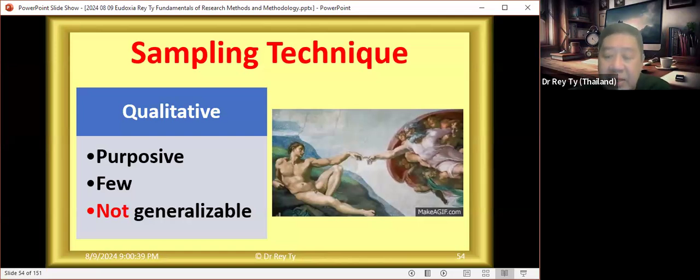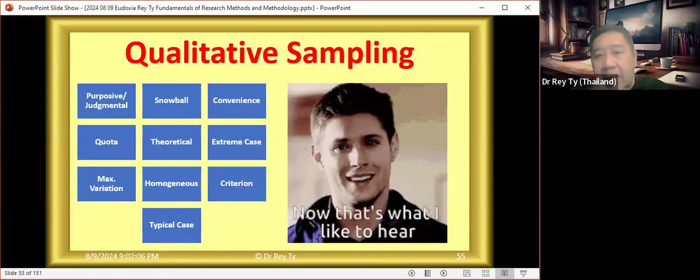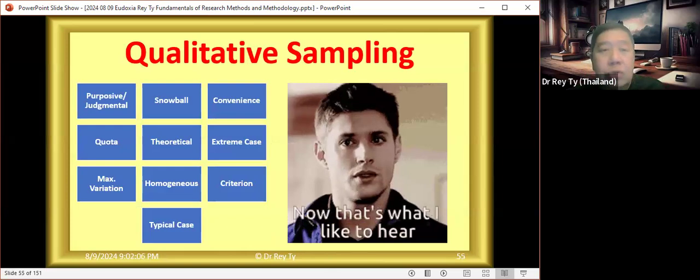Okay, your findings are very limited, and there's nothing wrong with that because you produce very detailed, the vocabulary is thick description, from Clifford Geertz. It's a very famous vocabulary from Clifford Geertz for people who are doing ethnographic research. Okay, so these are the types of sampling you do in qualitative research.